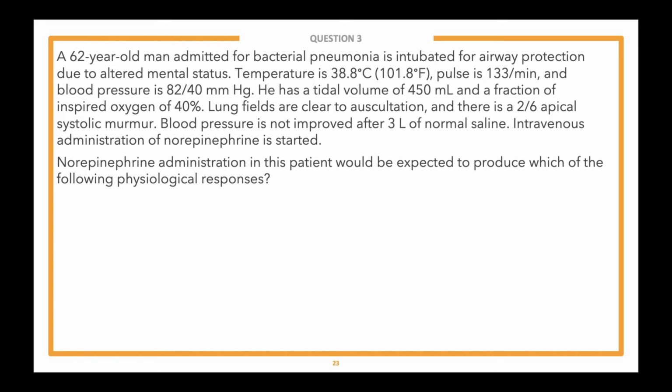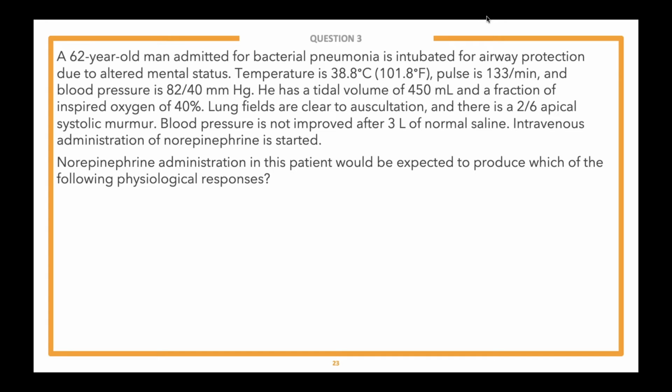Once again, the answer choices are covered up, and we will begin with a lead-in. Norepinephrine administration in this patient would be expected to produce which of the following physiologic responses? I'll give all of you a few seconds here to let us know how many steps you believe this question will require, and then we'll move on once again to the lead-in. I see some responses coming in. Let's go ahead and take a look at that lead-in.